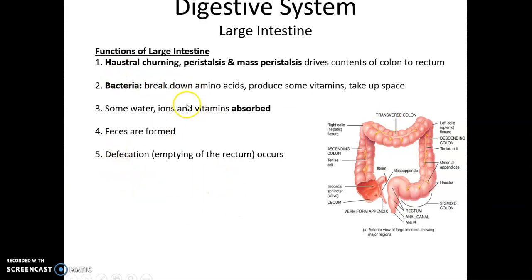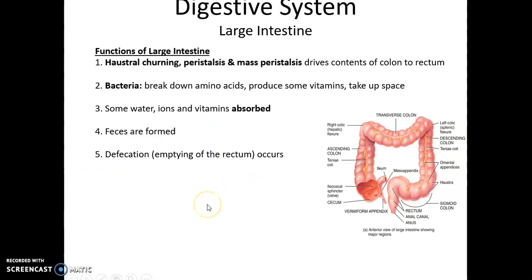The large intestine is also a home to many, many kinds of bacteria, and this microbiota are very important. They do things like they can break down some amino acids, they can produce some vitamins that our body needs, and also, very importantly, they take up space. By taking up space, they prevent unhealthy pathogens from making a home in the large intestine.